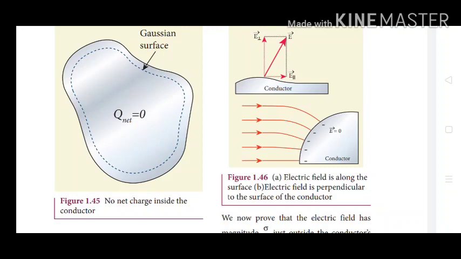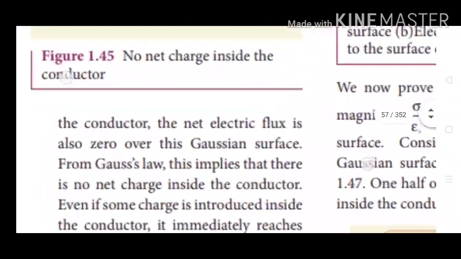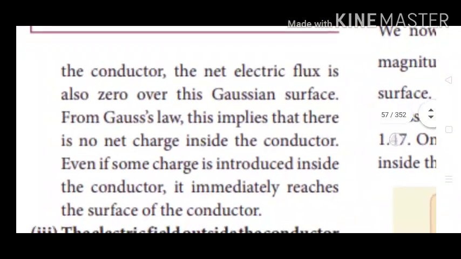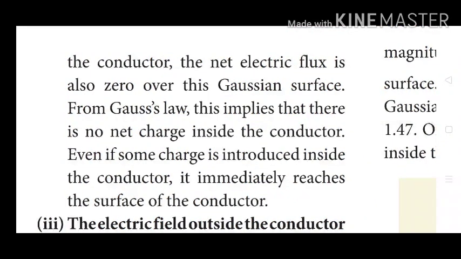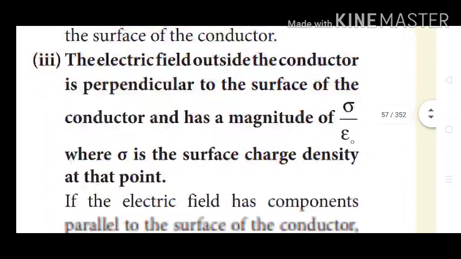The next diagram shows that the electric field is perpendicular to the surface of the conductor if an electric field is applied. So for the conductor, the net electric flux is also 0 over this Gaussian surface. From Gauss law, this implies that there is no net charge inside the conductor. Even if some charge is introduced inside the conductor, it immediately reaches the surface of the conductor.